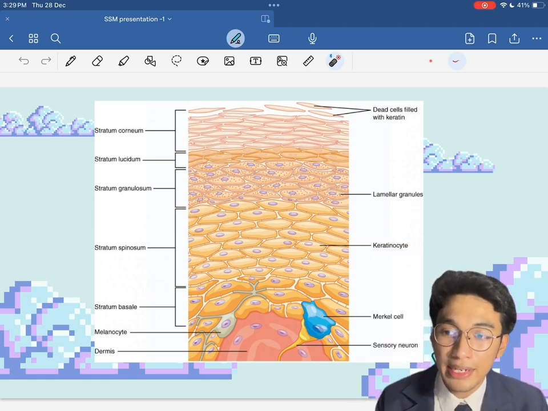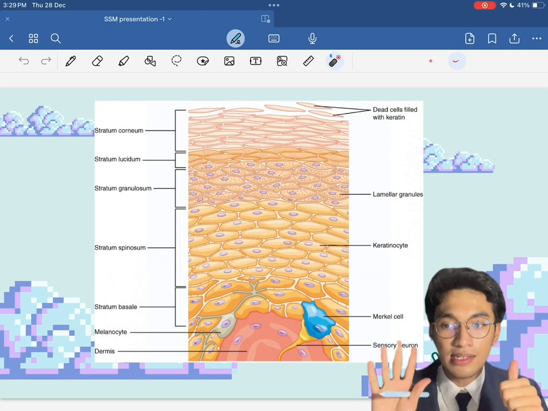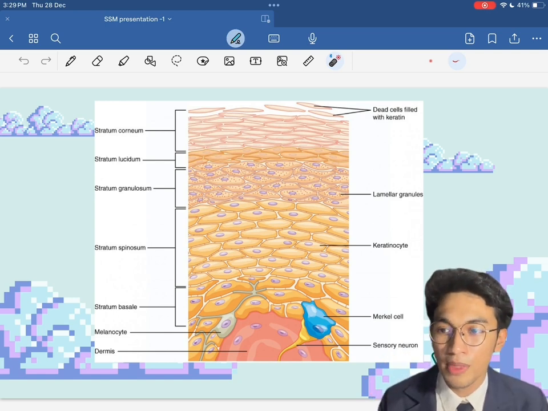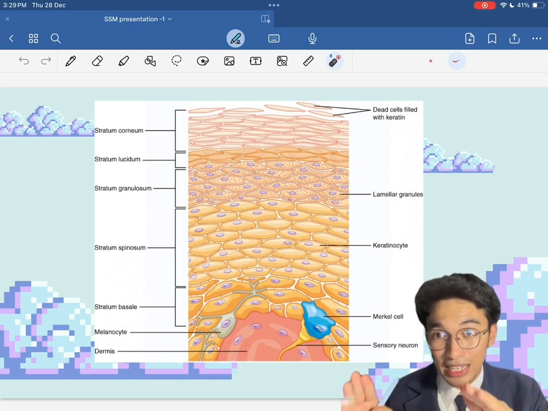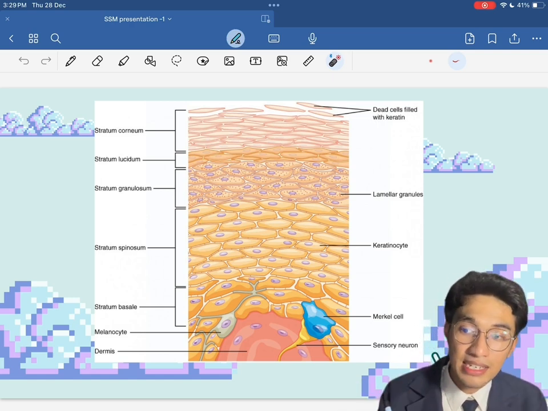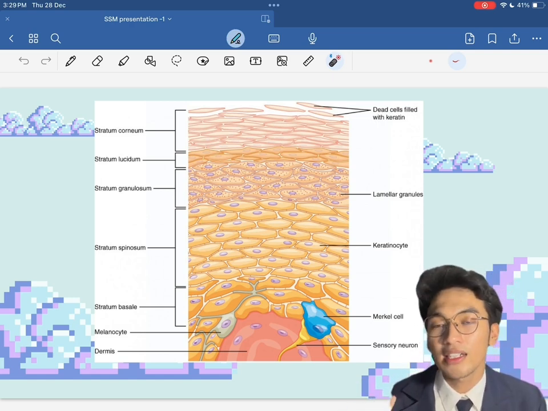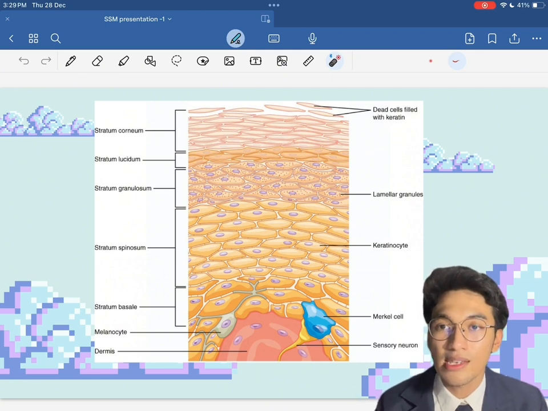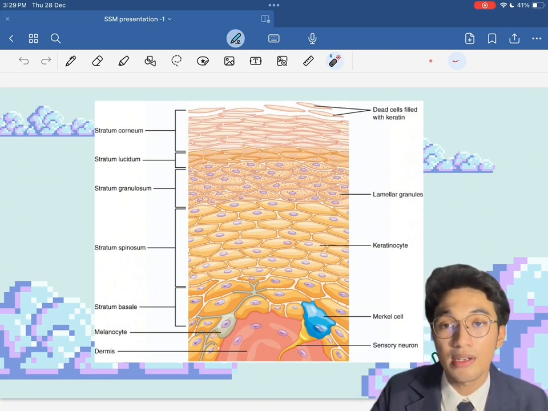Okay, the second one is the stratum spinosum. It is the second layer, four to six rows of cells formed by the mitotic activity of the basal layer. Spinosum is equal to spiny shape. These keratinocytes begin to synthesize keratin in this area.